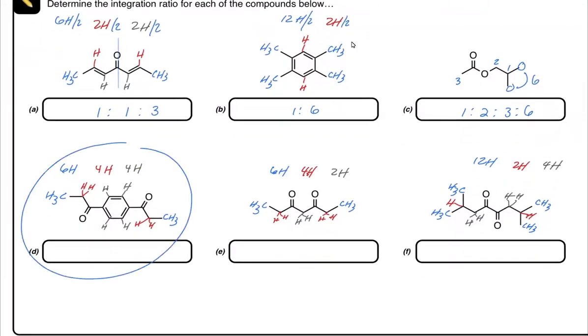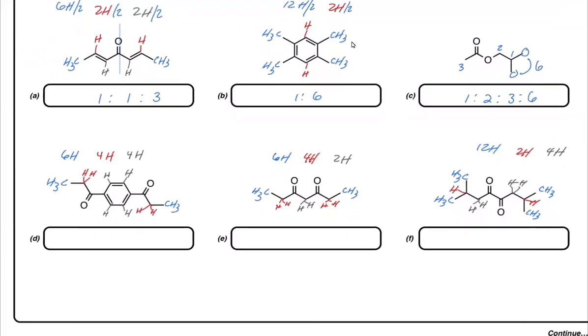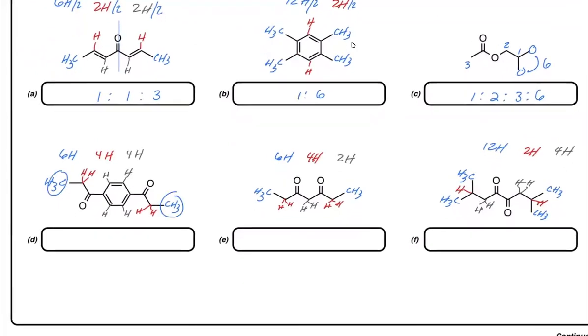Looking at example D in the bottom left here, again, I've labeled stuff ahead of time. The methyl groups are equivalent, totaling up to 6, 2 and 2 totaling up to 4. And because this group is the same as this group, all the protons of the ring are equivalent, totaling up to 4. Because of that symmetry, we can divide. 4 divided by 2 is 2, 4 divided by 2 is 2, and 6 divided by 2 is 3. 2 to 2 to 3 integration ratio.